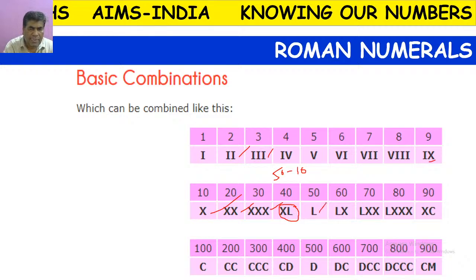Okay. Next, L stands for 50. LX stands for 60. Like this, 90 means XC. 100 means C. 500 stands for D. What is 400? From 500, 100 is to be subtracted. So CD. Like this, CM. So with the basic symbols, we can form all the numbers.